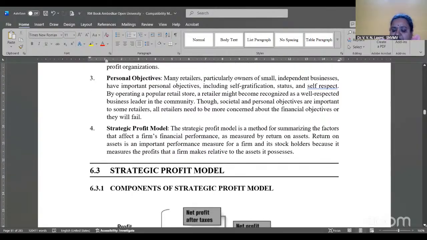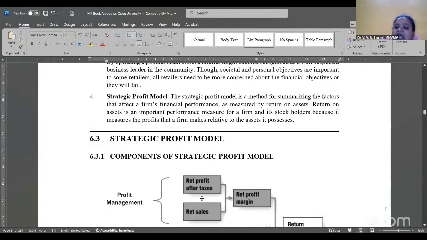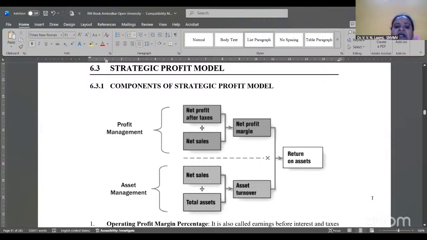Then let us look at the strategic profit model. The strategic profit model talks about how the retailers are looking at asset management and profit management. These form the components of the strategic profit model. In the strategic profit model, return on assets is considered. Here in this model, first the retailer is supposed to look at the net profit after taxes. When the retailer divides that net profit after taxes by net sales, the retailer gets the net profit margin.